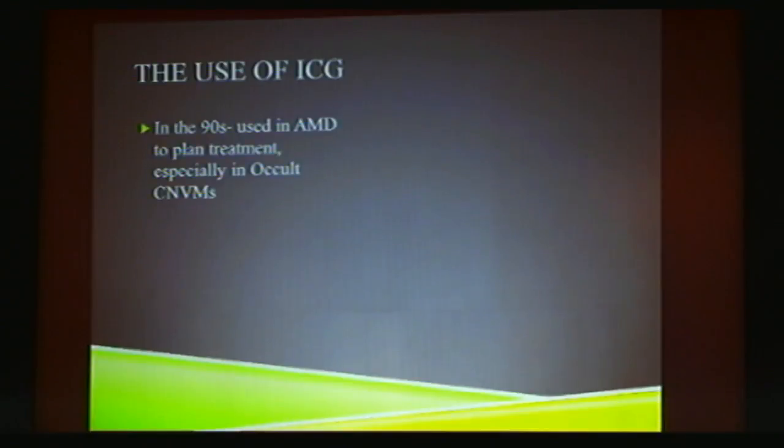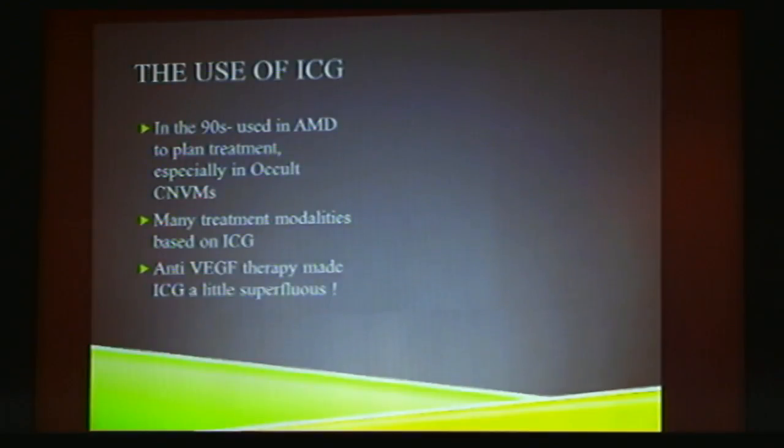So based on the ICG characteristics of occult CNVM, we developed many treatment modalities like ICG guided TTT, ICG enhanced TTT, ICG guided photothrombosis, and feeder vessel occlusion. All these techniques were tried in the 90s, because there was no other treatment available for age-related macular degeneration.